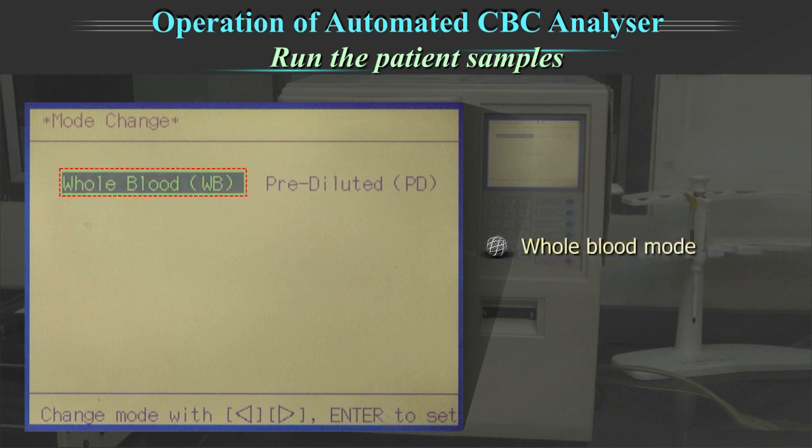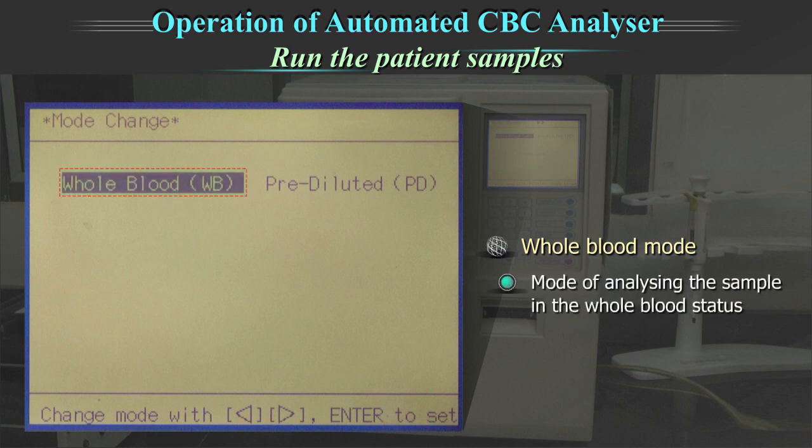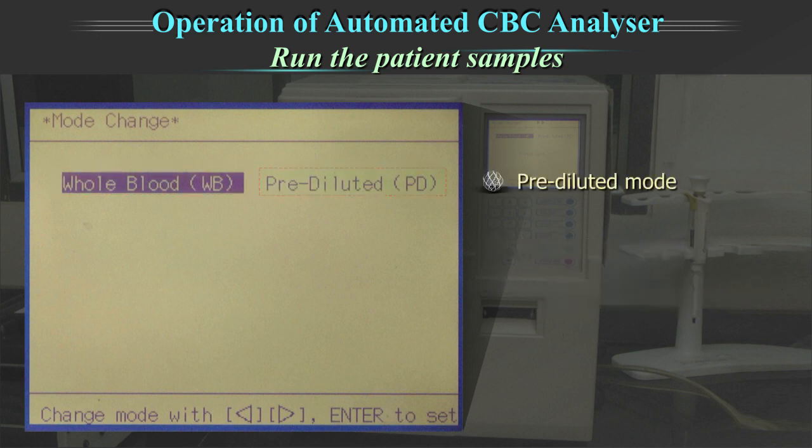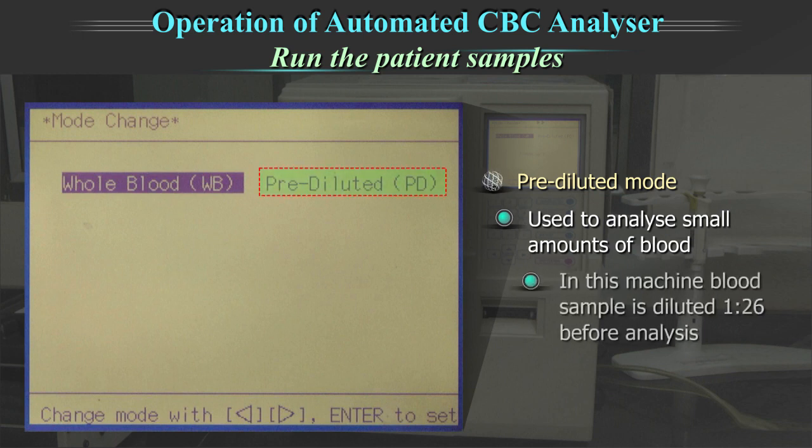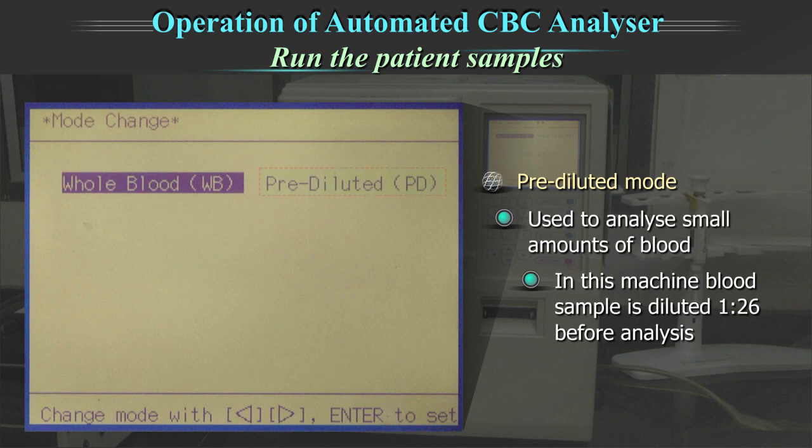Whole blood mode is the mode of analyzing the sample in the whole blood status, whereas the pre-diluted mode is used to analyze small amount of blood, for example, from a pediatric patient which has been collected from the earlobe or fingertip. In this mode, blood sample is diluted 1 in 26 times before analysis. We will demonstrate sample processing in both the modes.